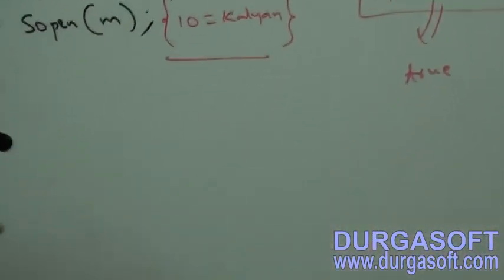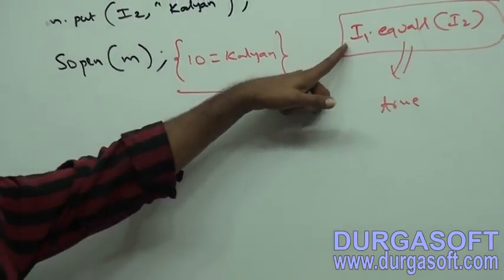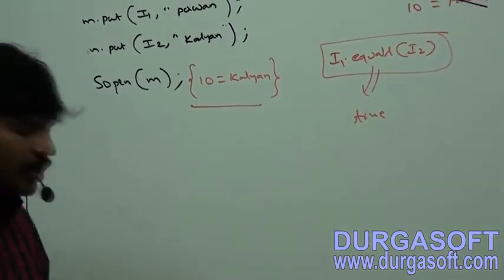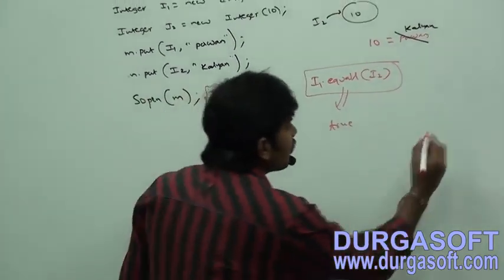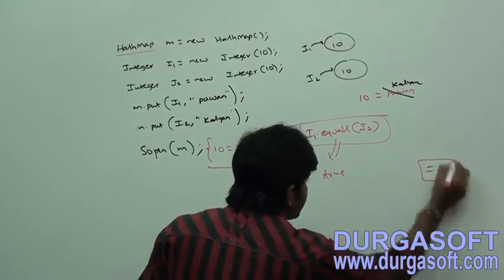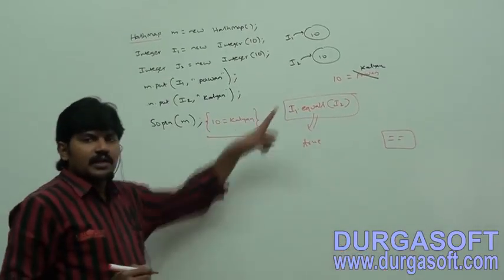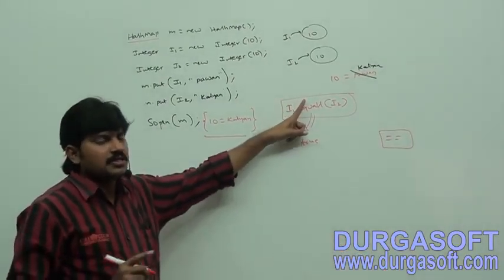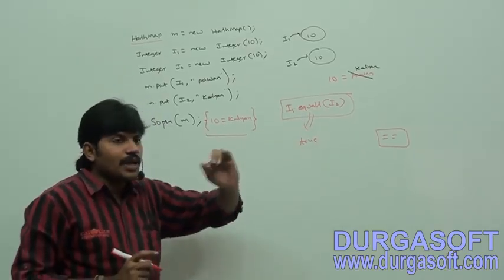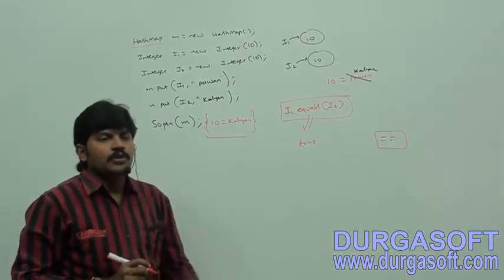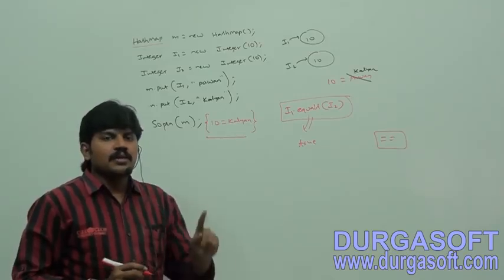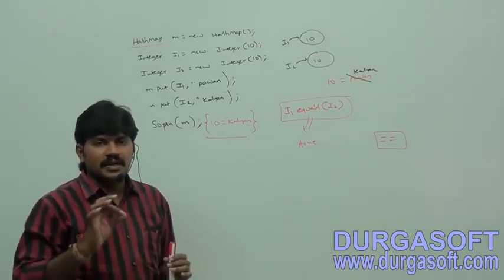JVM, don't use the dot equals method to identify duplicate keys. Can you please use the double equal operator to identify duplicate keys? If you want this, then we should go for identity hash map.